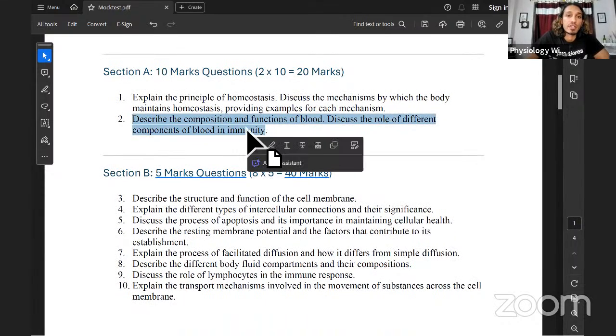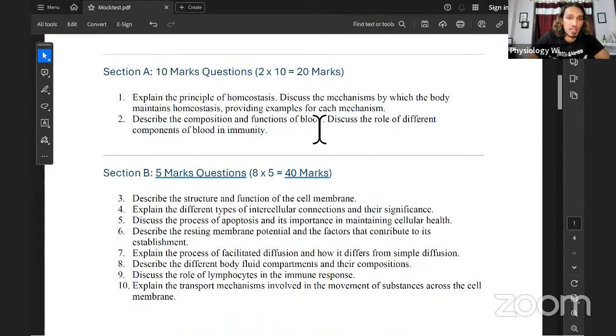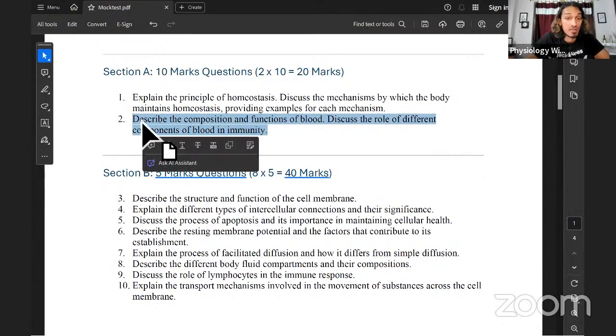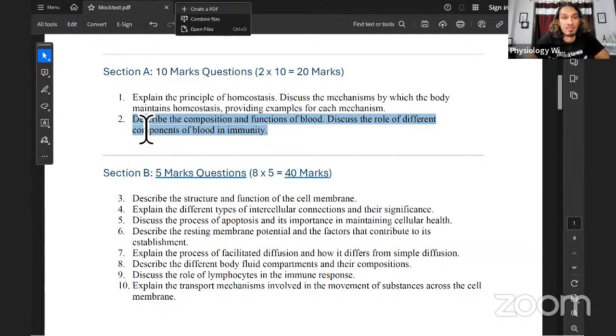Then we have the next question. Describe the composition and functions of blood. Discuss the role of different components of blood in immunity. So this again is a big question. Okay, and 10 marks, but there is a lot to write under this.